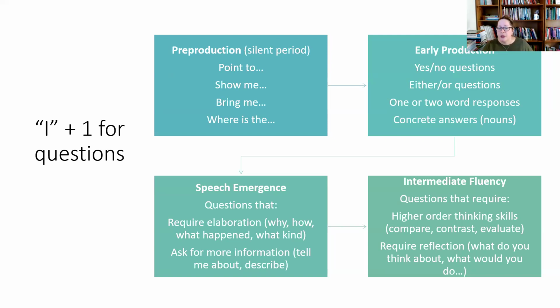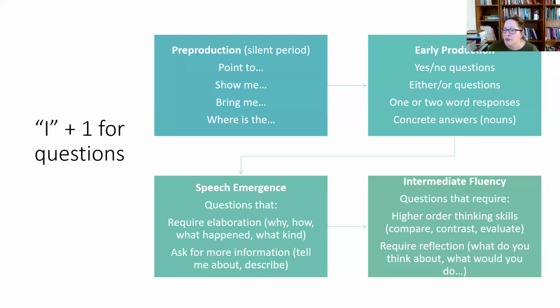The third phase is speech emergence. In this phase, we can ask questions that require elaboration, like what is the boy doing? Or why do you think the man is happy? Questions like that. Or questions that ask for more information: tell me about the farm, describe what you see. All of these are intermediate level questions and up.